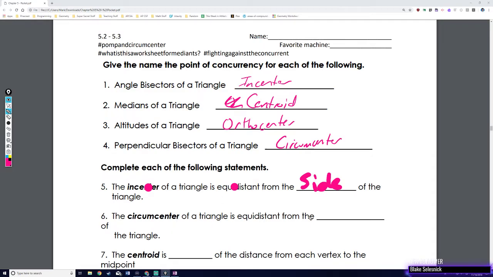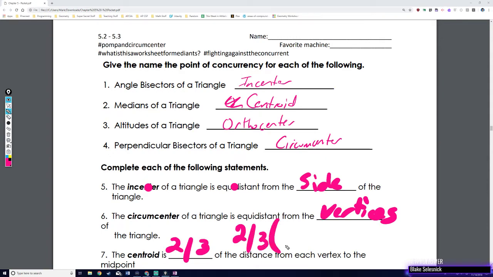All right, circumcenter is equidistant from the vertices or the angles you could put. And the centroid is always 2/3 of the distance from each vertex. In other words, it works out the same way, but if you do the 2/3 times the whole median, you're going to get the long part.